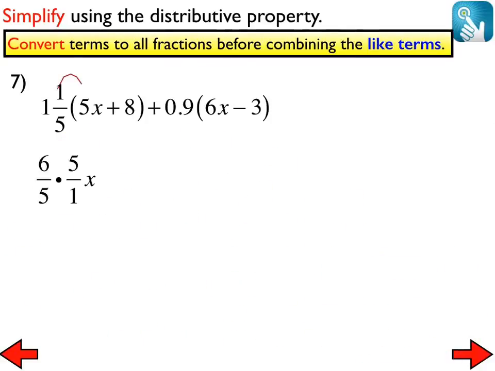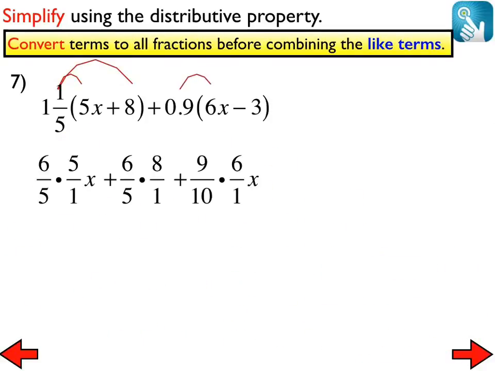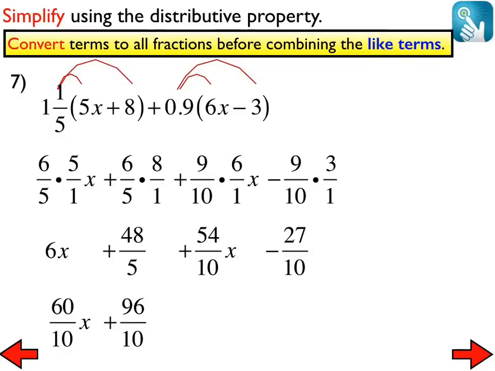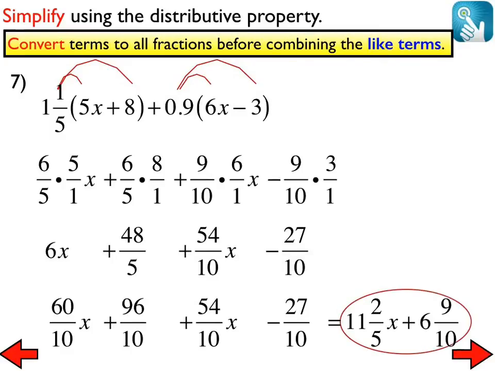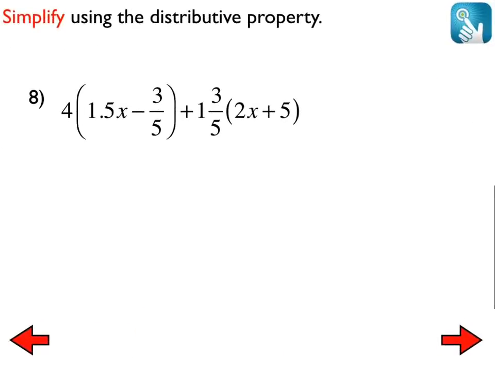So again, we distributed, and what I did here was just make it improper, and I distributed in the same step. And then combine like terms after I make them common denominators, and then I get my answer. You're doing number 8, please.